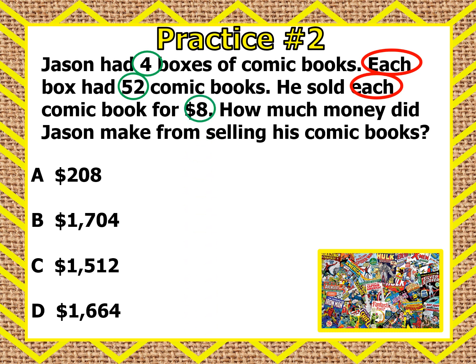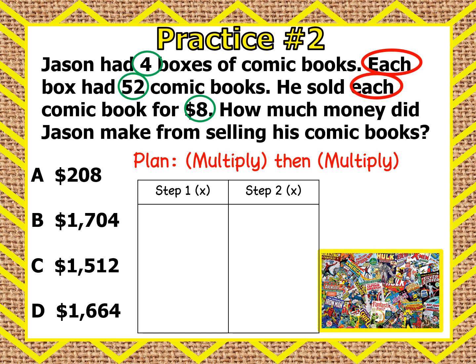So after I determine how many comic books he has, I'm going to take that number and I'm going to multiply it by 8. Because, once again, he sold each comic book for $8. So my plan here is to multiply, then multiply. I'm going to go ahead and make a T-chart so that I remember to complete all steps. Step 1 is to multiply. Step 2 is to multiply.